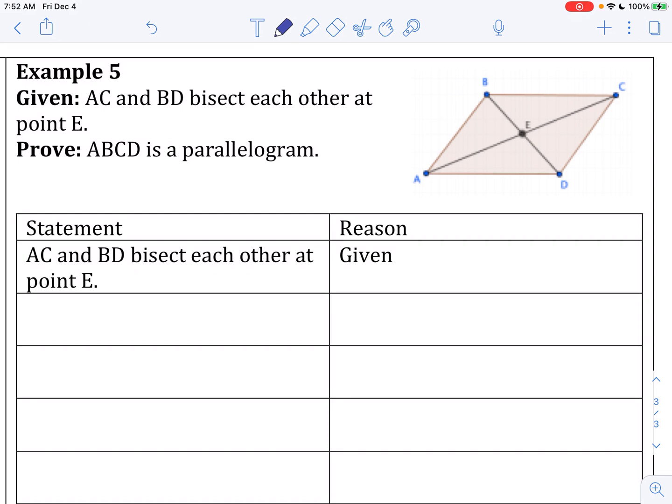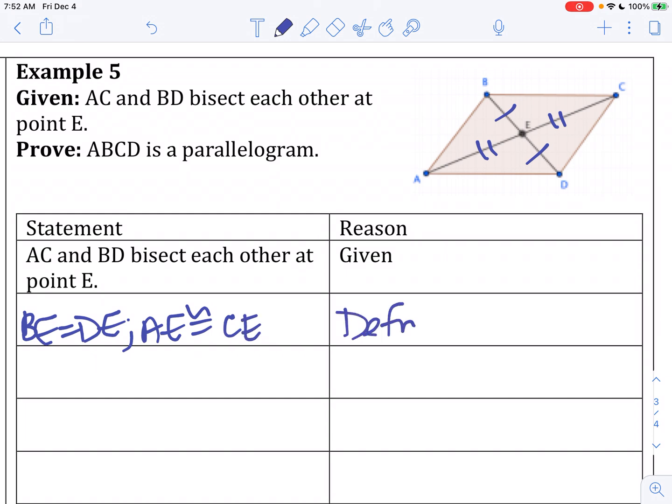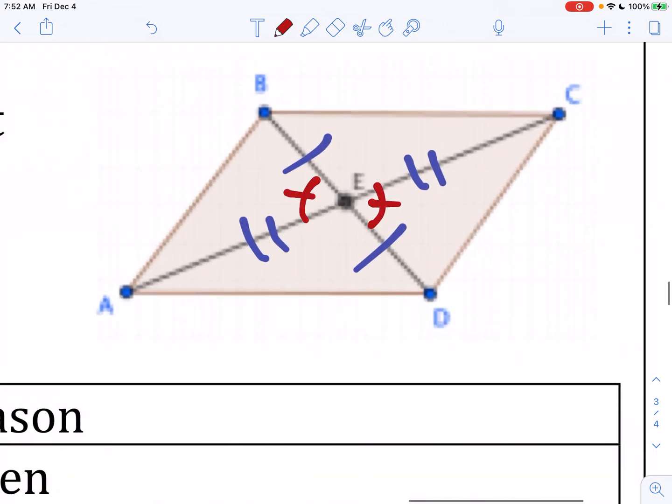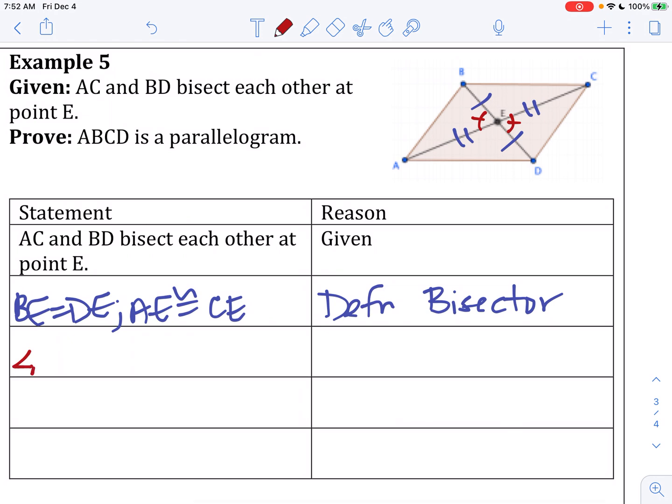All right. So if AC and BD bisect each other at point E, bisect means it cuts it into 2 equal pieces. So I'm going to add to my proof that BE is congruent to DE, and that AE is congruent to CE, and that's by definition of a bisector. Looking at this further, I notice that, hey, these are vertical angles here. So I could say something like angle AEB is congruent to angle CED because vertical angles are congruent.